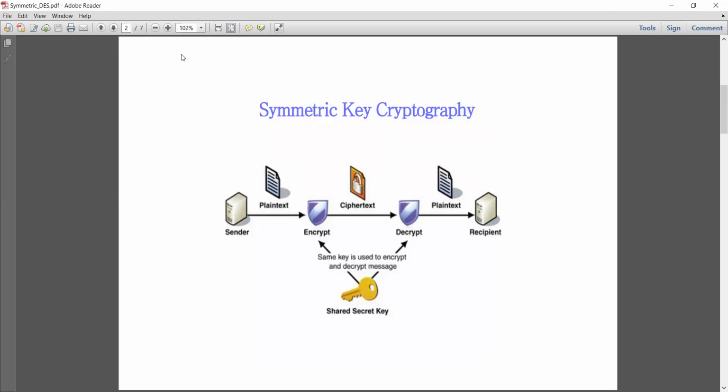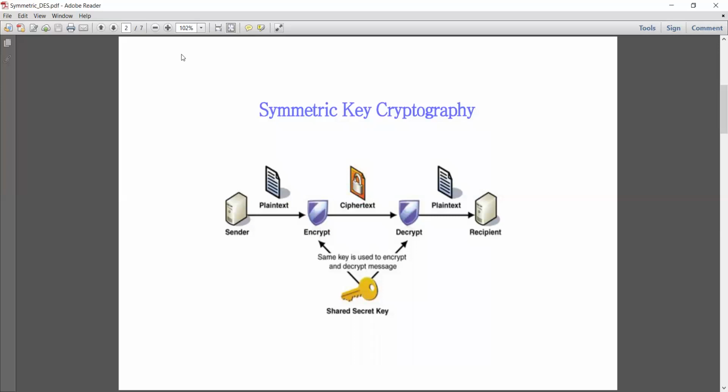Now, what is symmetric key cryptography? The word symmetric means same. That means the same key is used for encryption as well as for decryption. Suppose a sender wants to send a message to a particular recipient.